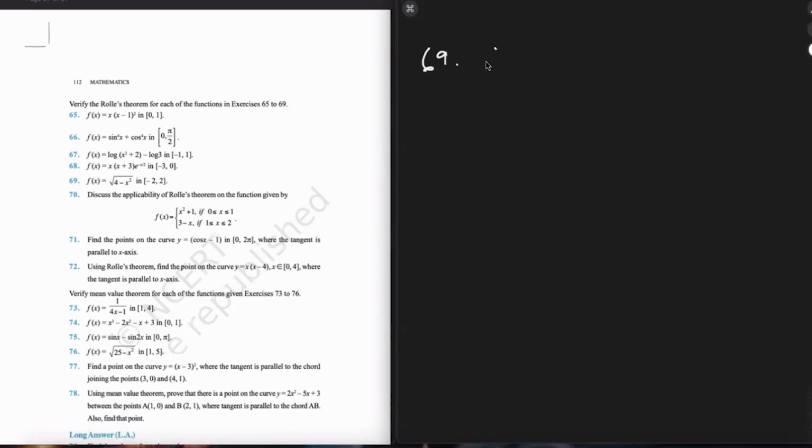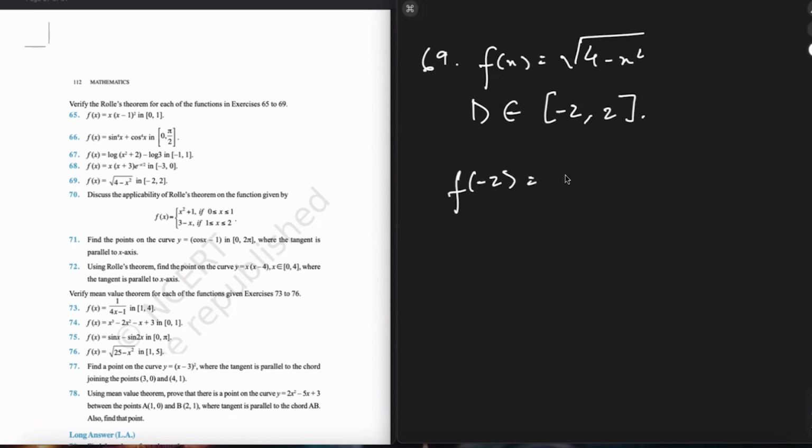Question number 69. f(x) given to us is under root of 4 minus x squared. The domain D which we have is [-2, 2]. So f at -2 is equal to 0. All right. f at 2 is equal to 0 again.